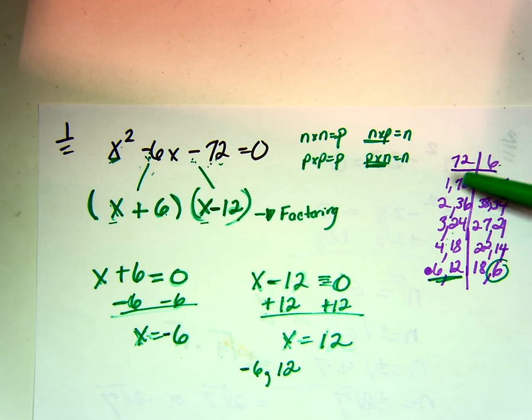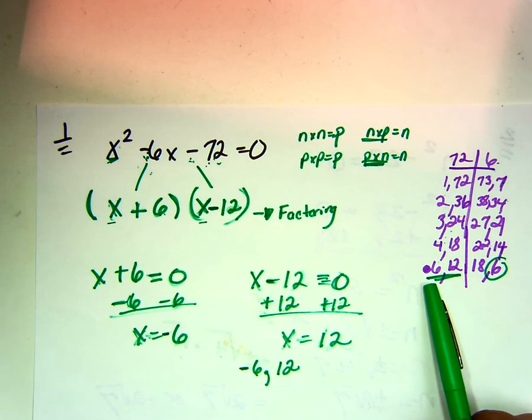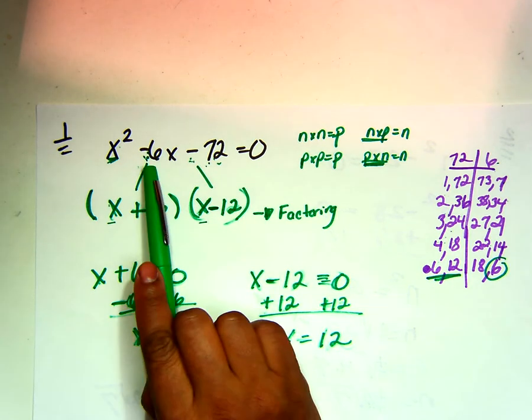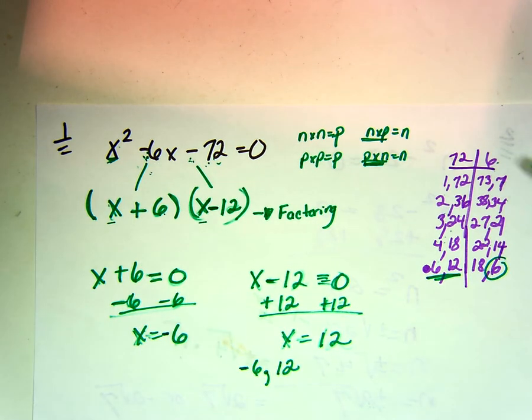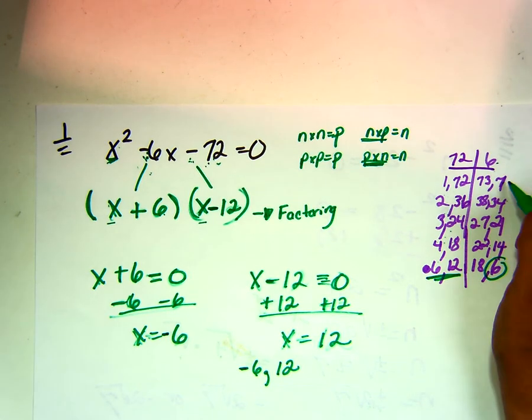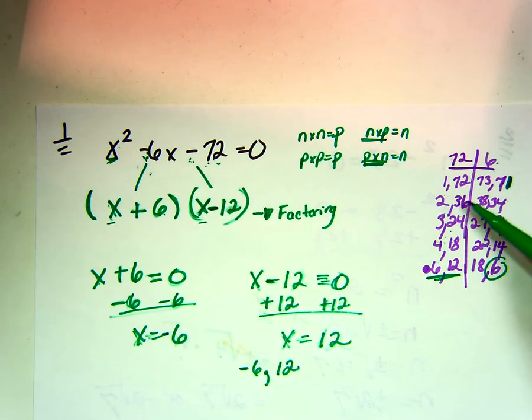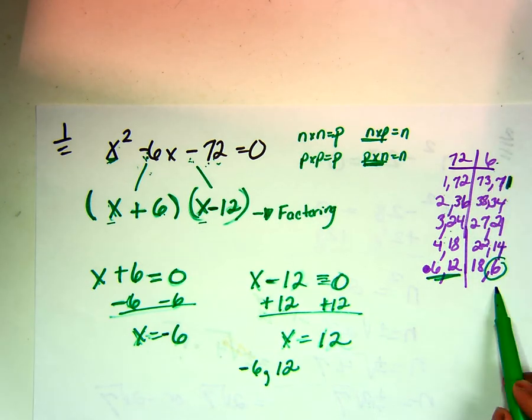So 1 times 72, 2 times 36, 3 times 24, 4 times 18, and 6 and 12. Notice how there's a dot right here for 6 and 12, because if I added or subtracted these two, I'm looking for something that gave me the 6. So this pair of numbers was the only one that gave me the 6. So you can see the others that gave me 71, 73. I didn't have one right here, so my fault. And then 36 plus 2 is 38, subtract 2 is 34, on and on. So I got the 6.